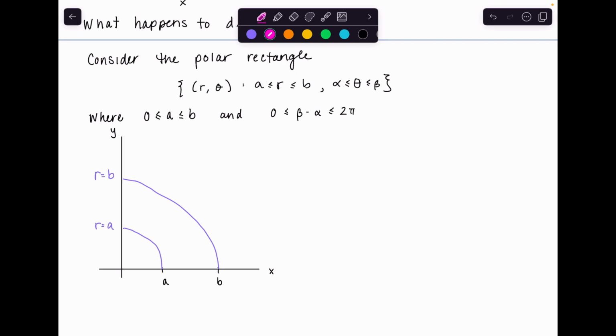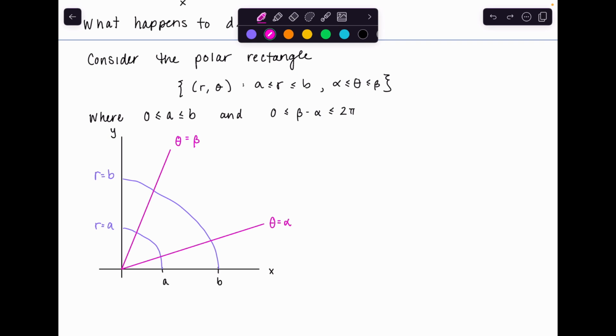Then theta equaling the first angle alpha corresponds to a ray. And then beta is a bigger angle, corresponds to another ray over here. Okay. So this is why it's called a polar rectangle, because it's not really a rectangle. It's giving you a piece of a circle. Right? So what we're trying to do is we're basically splitting our region R into a grid like this.